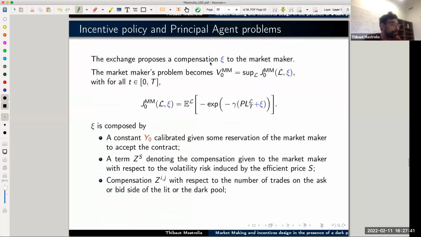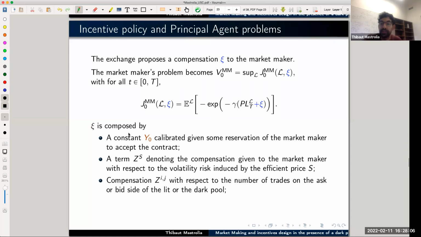So just to be a little more precise, what is Xi in this model? Xi is composed of several things. First, we will assume that it's composed of a constant. So you propose to the market maker a constant, and how will you calibrate this constant? You will calibrate it with respect to some canonical preference of the market maker. We'll see it just after.